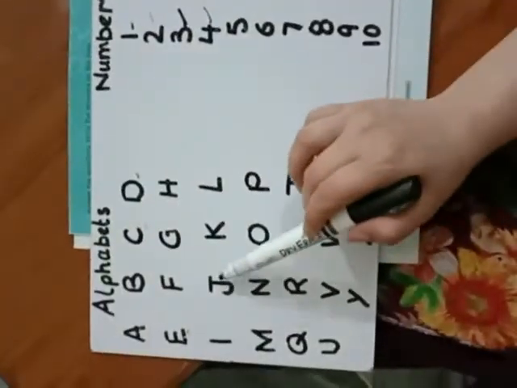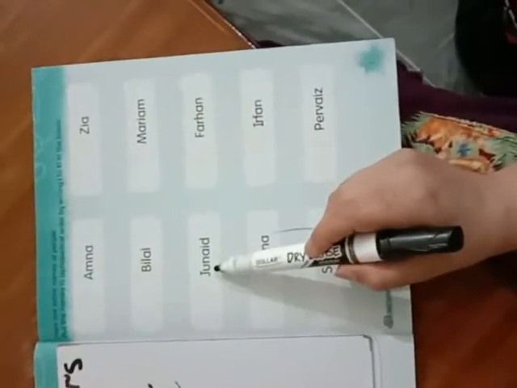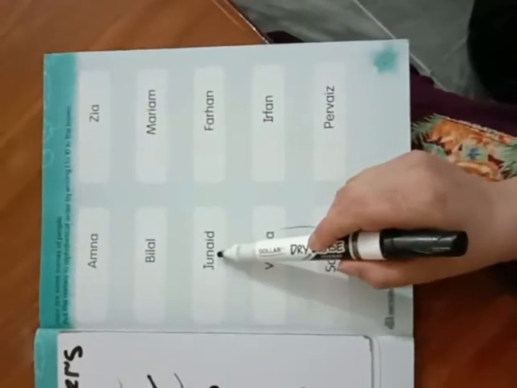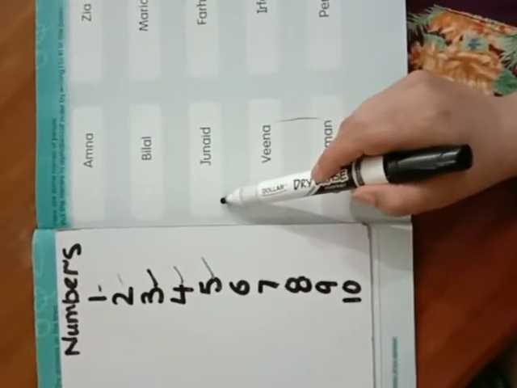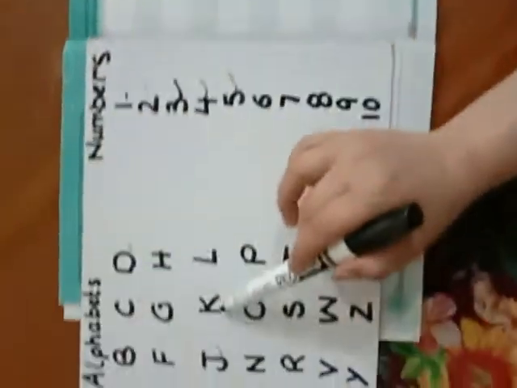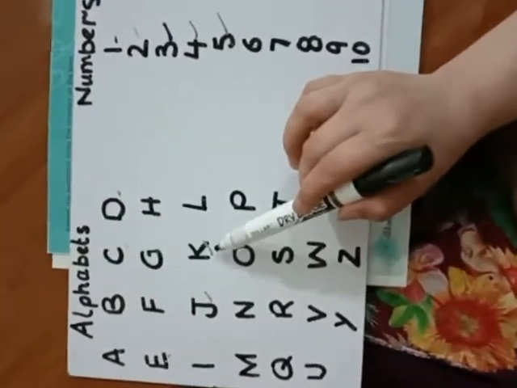Next J. J for, yes, here it is Junaid. J-U-N-A-I-D, Junaid. Give it number 5. Here write number 5 in this box. Next alphabet is K. Any name starting with K? No, there is no name. Next alphabet L. No, there is no name starting with L.